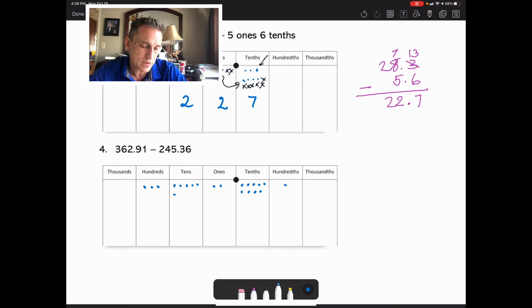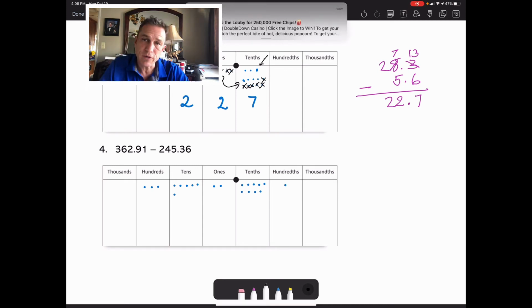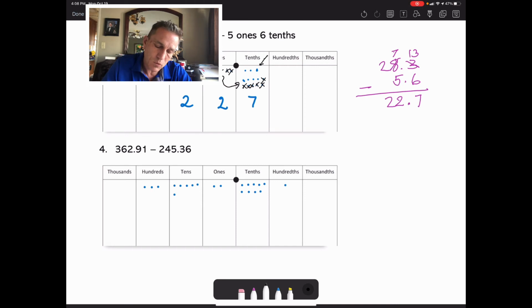245 and 36 hundredths. So first they want me to take away, I'm going to start with the smallest place value. So first they want me to take away 6 hundredths. But I only have 1 hundredth here, so I'm going to have to unbundle or regroup one of my tenths. And I'm going to turn it into 10 hundredths. All right, and then I have enough that I can cross out 6 of them. So I'm going to do that.